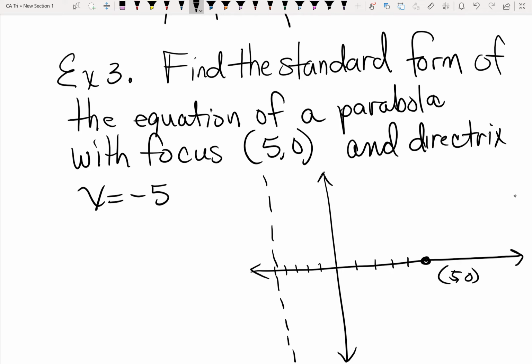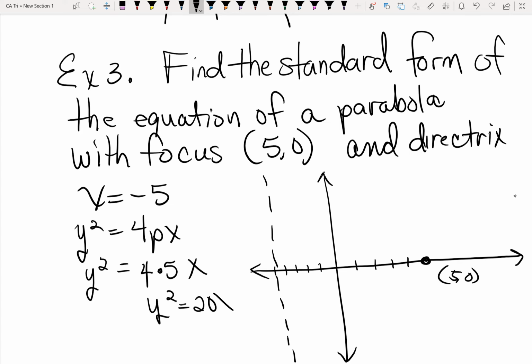Okay, and then because we're given this information, we're going to use the formula where y squared is equal to 4px. And if this is my focus, then I have y squared is equal to 4 times 5x. So my equation is actually y squared is equal to 20x. Alright, and it's that simple. So that's the standard form for this equation.